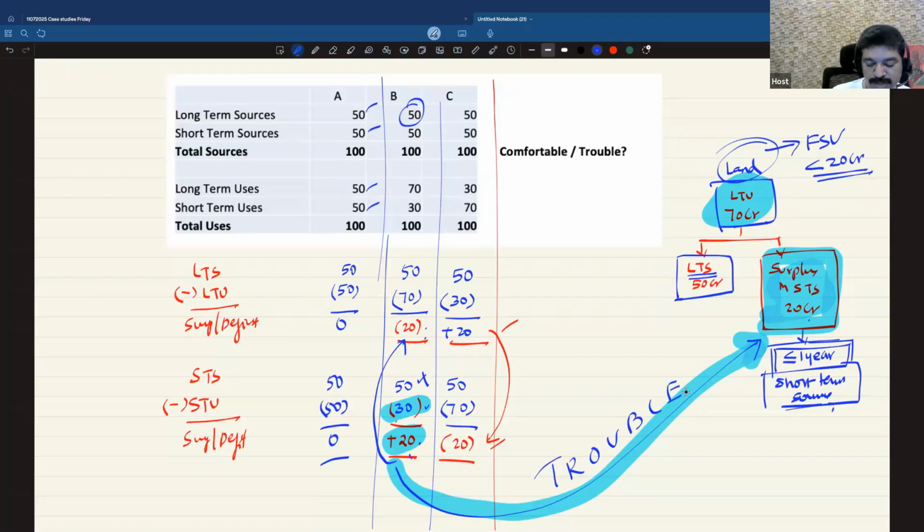Are you getting me? So this is the reason I said this situation is a risky situation or a troublesome situation. Okay. And how are you getting this picture?